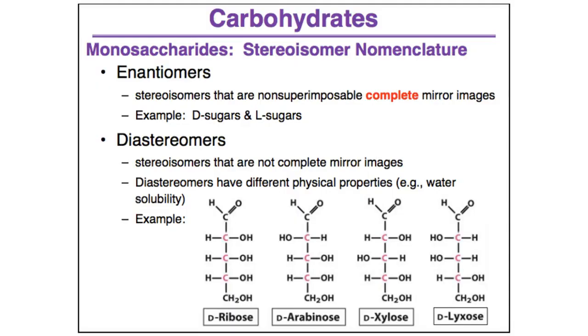And so not only can these monosaccharides be enantiomers of each other, you can also have diastereomers as well, and that's when these stereoisomers are not mirror images of each other. And so we have examples listed right here, where you can see if you draw a line right here, these are not mirror images of each other.